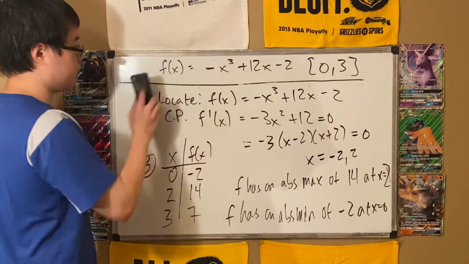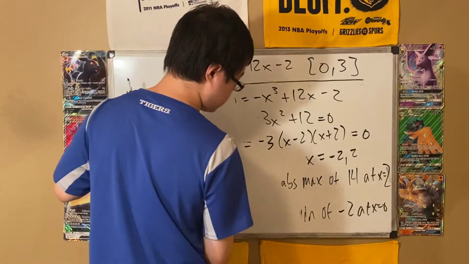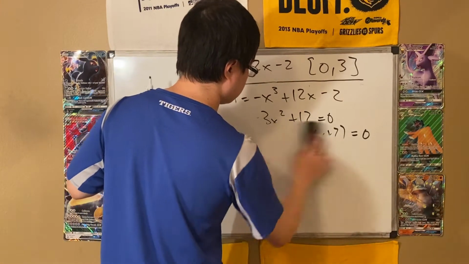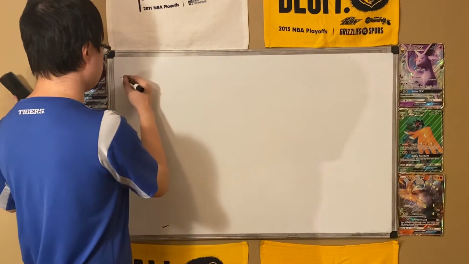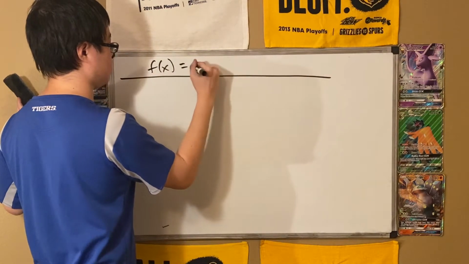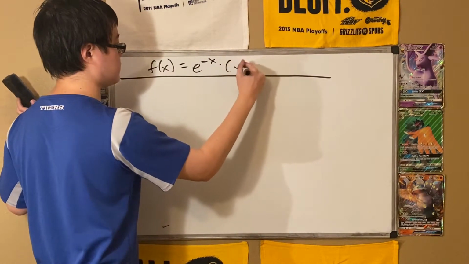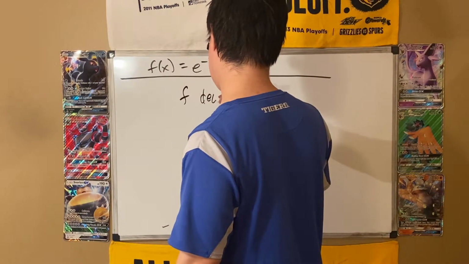So we're no longer dealing with this easy function. Let's do a harder function. So I'm going to erase this. The first one I'm going to do is sort of a known one, which is f of x is equal to e to the minus x times x plus 1. And what we're going to do is try to see where f is decreasing.